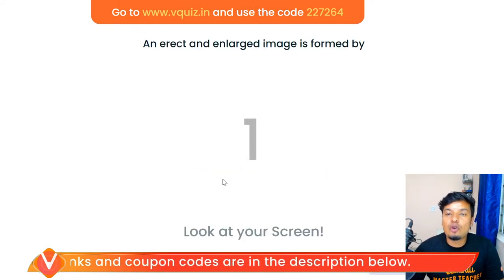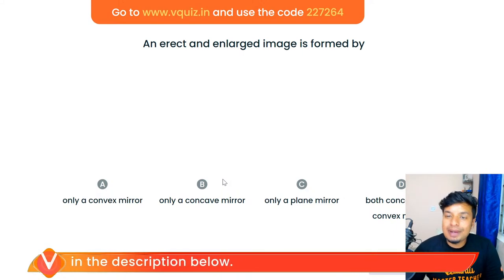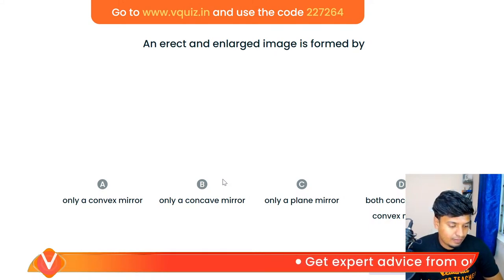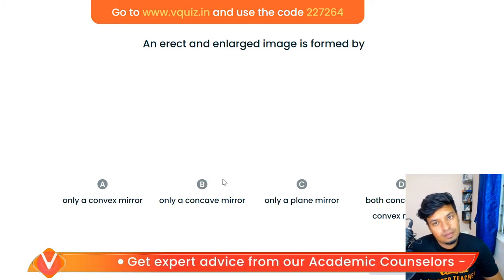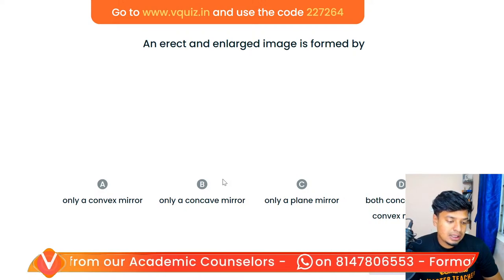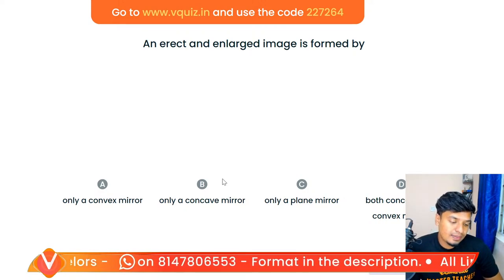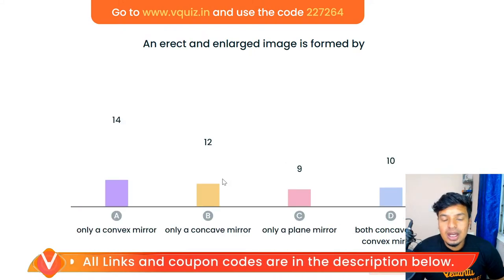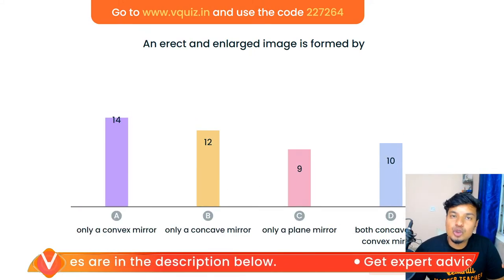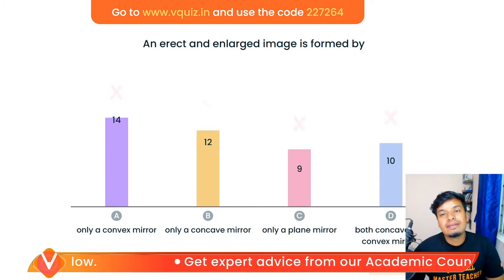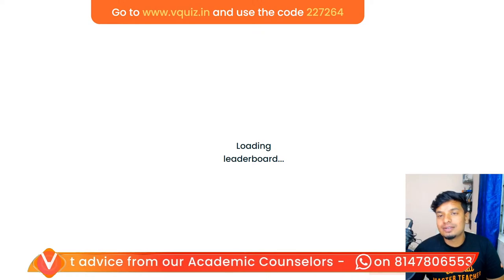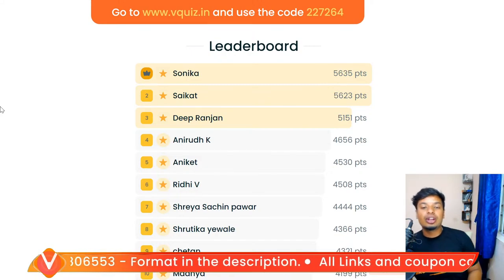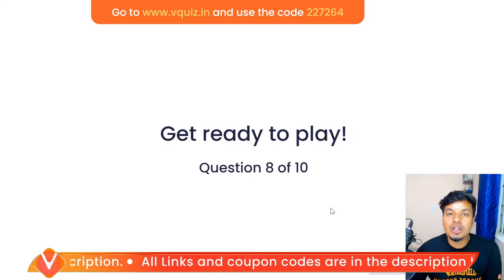An erect and enlarged image is formed by dash. Only convex mirror, concave mirror, only plane mirror, both concave and convex. Erect and enlarged. Big image. Erect and enlarged, guys. Guys, we saw a convex mirror can only form a small, virtual, erect image. So only a concave mirror will be able to form the enlarged image, right? Isn't it? Okay, Sonika, Saikat, Deep, Anirudh, Aniket, Riddhi, Shreya, Sachin, Shrutika, Chetan, Manya. Next question, question number 8 on your screen.